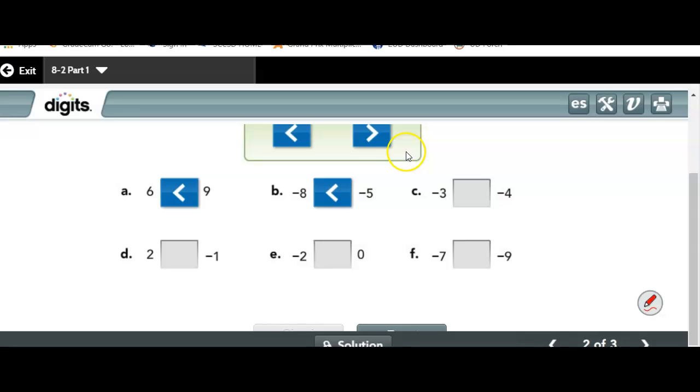C, negative 3, negative 4. Nathan. Greater than. Negative 3 is farther right on the number line. Perfect. D, Javen. Greater than. Positive numbers are greater than negative numbers. E, Drew. Less than. Perfect. 0 is greater than negative numbers. It's farther right. And the last one. Easton. And make sure we're paying attention. Negative 7 is farther right than negative 9. Those are correct. We good? All right. We're rolling through this.